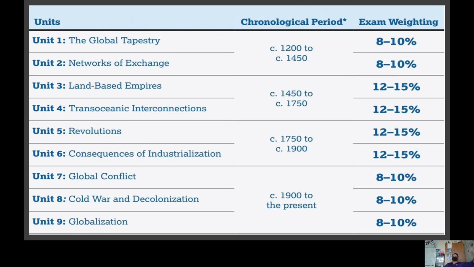Everything before 1200, even the stuff we talked about, you don't got to worry about. It's not going to be on the test. 1200 to 1450. 1450 to 1750. 1750 to 1900, and then 1900 to the present. Now, here's the deal. You got 4 time periods.